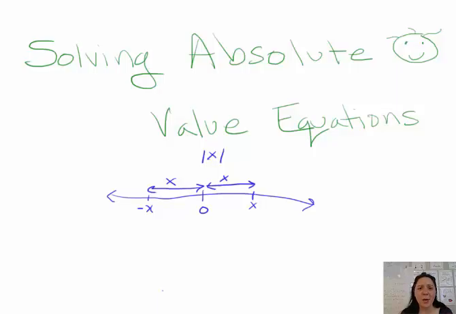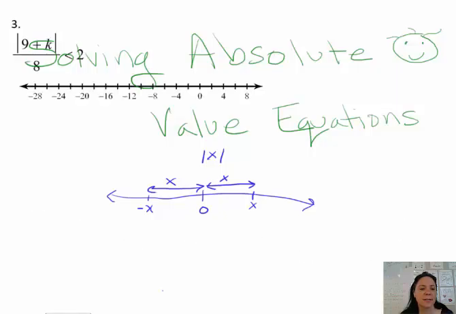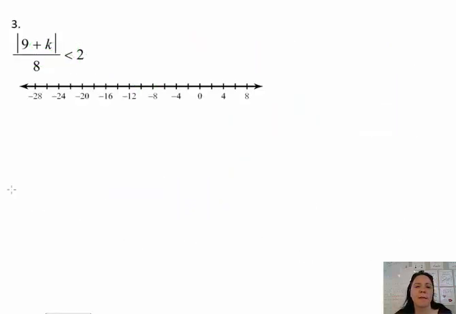Let's continue with a couple more examples of solving absolute value equations. Remember that the absolute value is the distance from 0. So let's take a look at our next problem here. We have an operation outside of the absolute value here. We have a division by 8, so I'm just going to multiply both sides of my equation by 8.